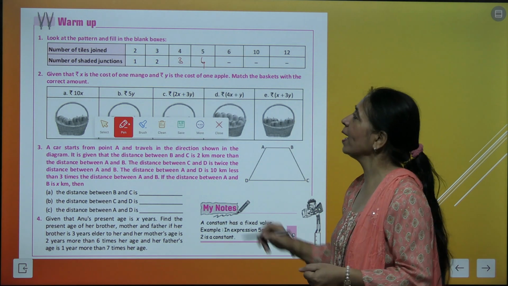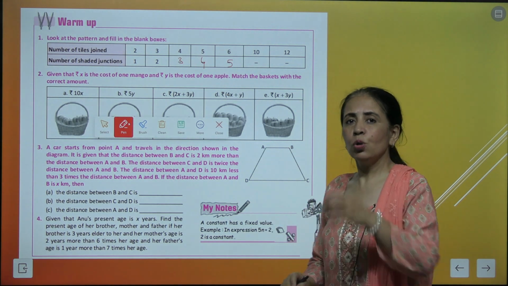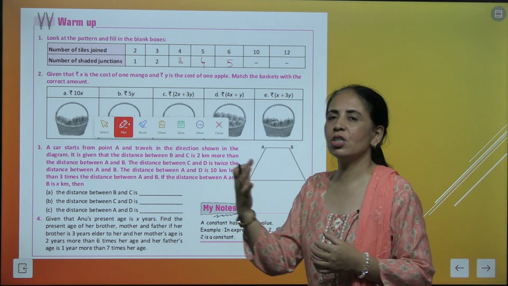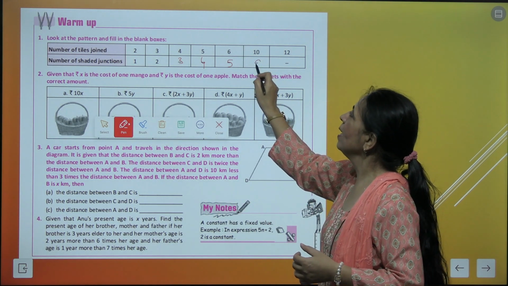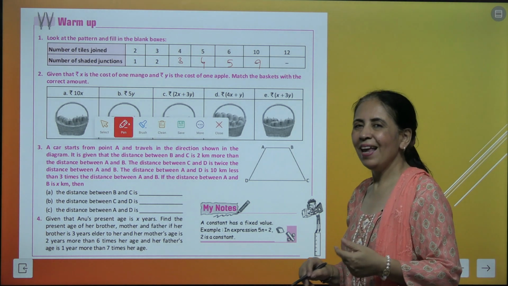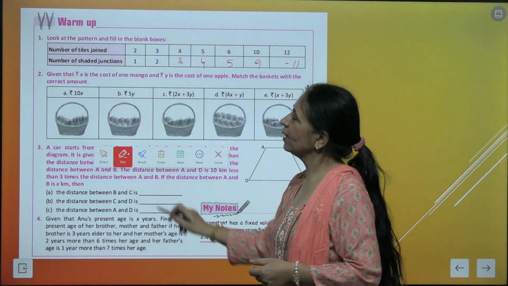It's 1 less, right? And for 6 there will be 5 junctions. So to join the tiles, the number of junctions is one less. So for 10 there will be 9 junctions and for 12, 11 junctions. Very good. And let's see the next question.